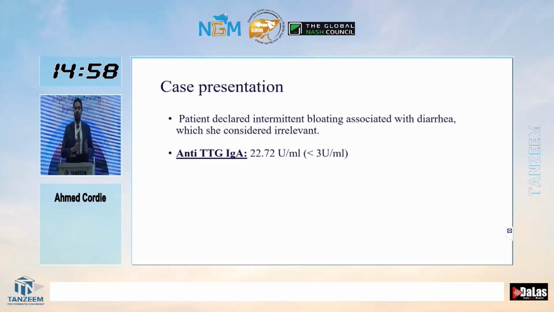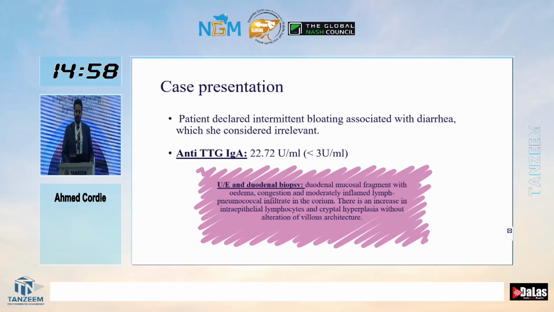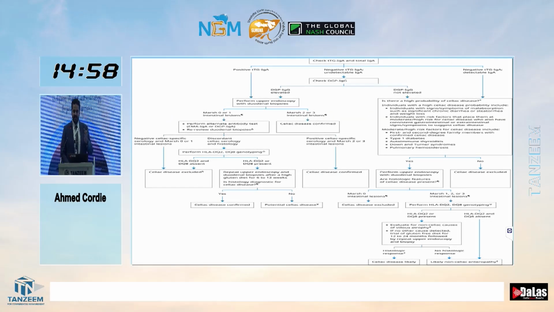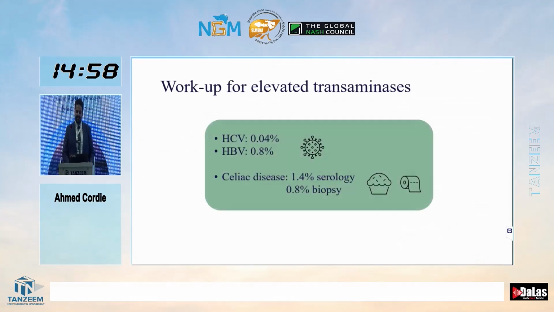The patient declared that she has intermittent bloating associated with diarrhea, and she was considering this irrelevant. When she was tested by anti-TTG immunoglobulin A, it was elevated. Upper endoscopy was done with duodenal biopsy, and it showed an increase in intraepithelial lymphocytes and cryptal hyperplasia, without alteration in the villus texture. So we have Marsh 2 in the biopsy and elevated TTG. According to this complicated algorithm, this may be diagnostic for celiac disease.